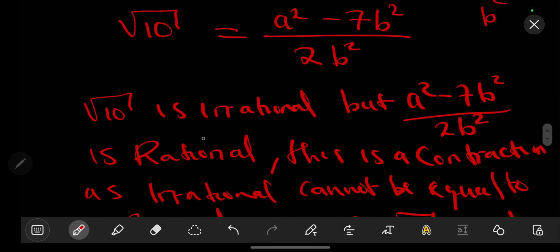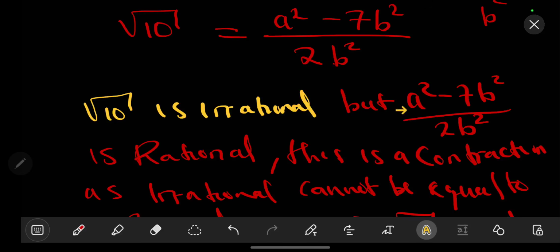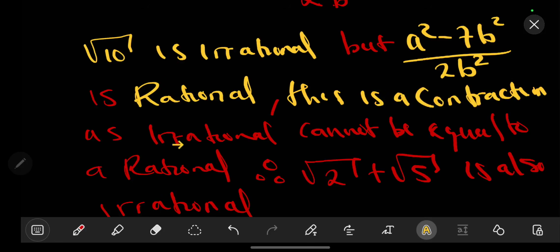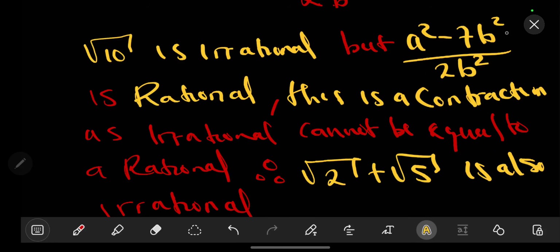So now there is a contradiction, because from the onset we were given that the square root of 10 is irrational. However, a squared minus 7b squared over 2b squared is rational. This is a contradiction, meaning to say it's not agreeing with itself. Therefore, it can only mean that even this one is also an irrational number. That is how we go about that one. Let's move on to our next question.